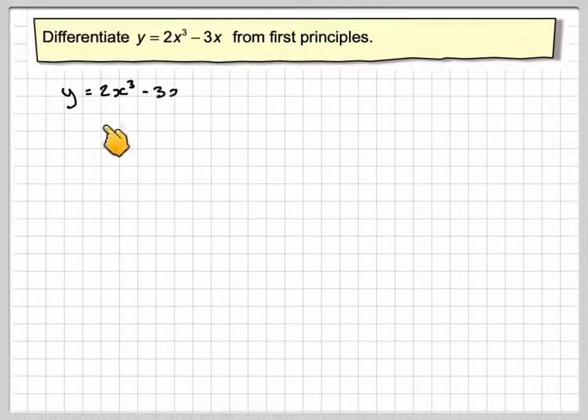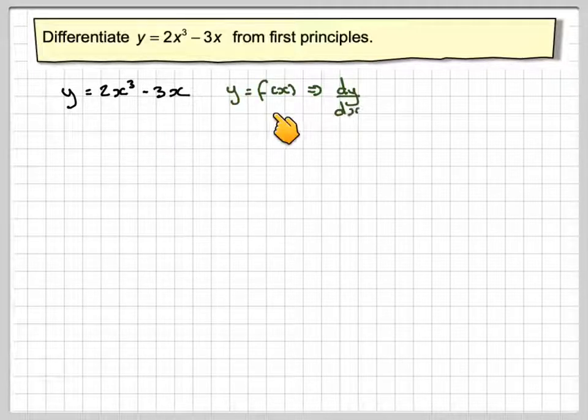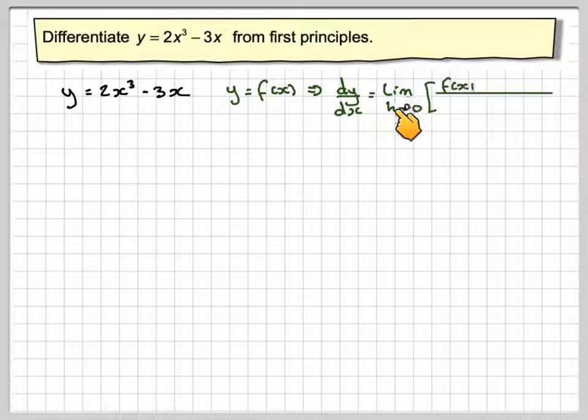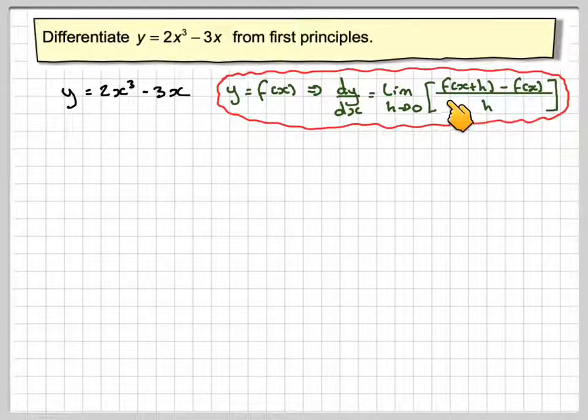So, if we've got y is equal to 2x cubed minus 3x, and if y is equal to f of x, then dy by dx is the limit as h goes to 0 of f of x plus h minus f of x, over h. This is called differentiating from first principles.